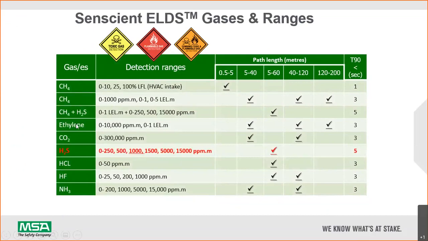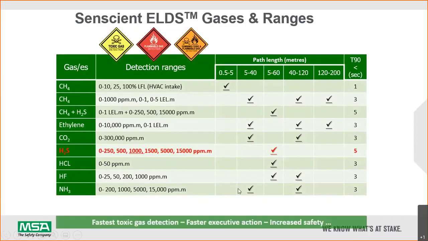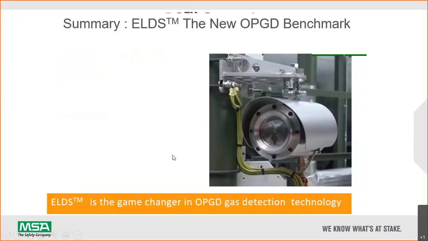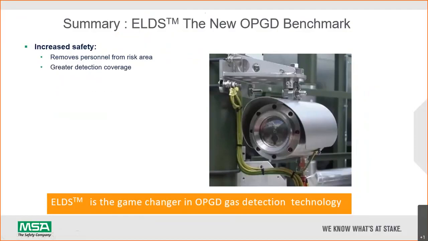So far we have a list of gases which we have developed: CH4, combined methane and H2S, ethylene, CO2, H2S, HCl, HF, ammonia. So we have a good number of detectors. Now we conclude: what is the major benefit of this? Increased safety, because there is no need to go to the plant area. H2S is a very risky area, so you can keep your personnel from going into the risky area.